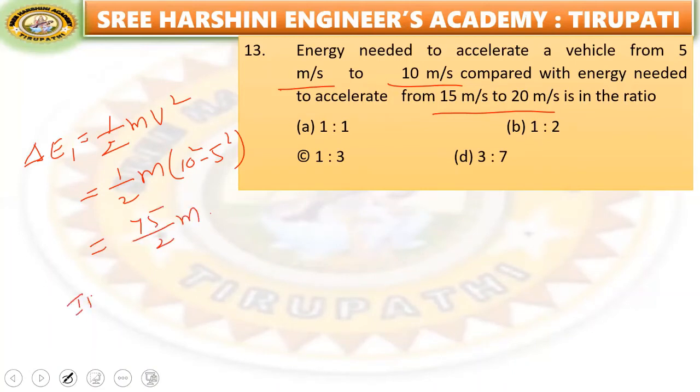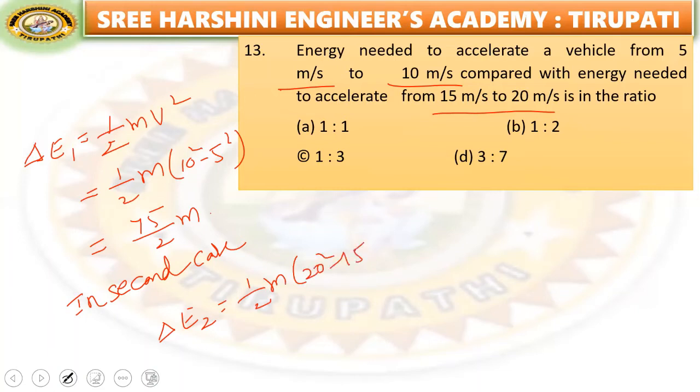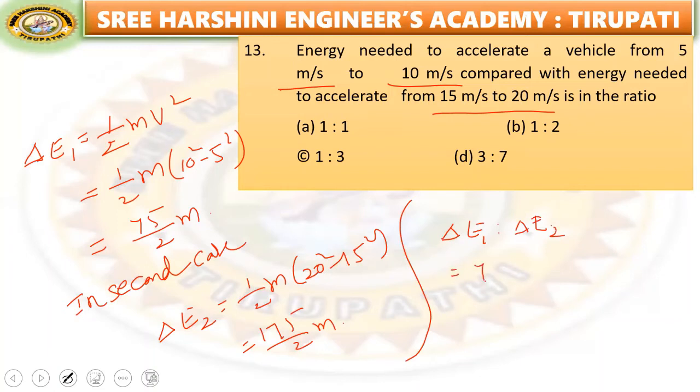Similarly, in the second case, the change in energy delta E2 is equal to 1 by 2 into m into 20 square minus 15 square. So it becomes 175 by 2 m. Now find the ratio. Delta E1 is to delta E2 equal to 75 is to 175. 2 will cancel. 25 3s, 25 7s. So option D is the right answer.